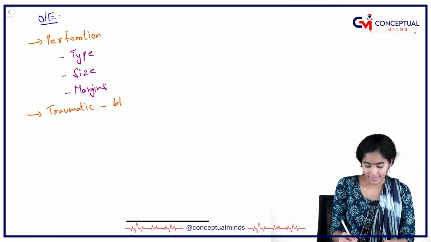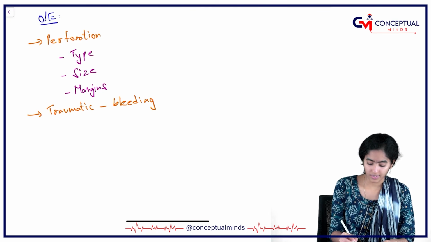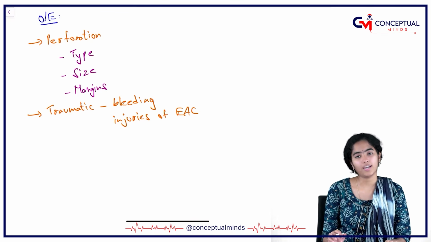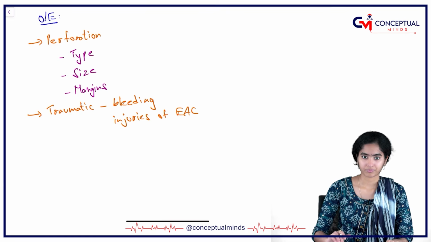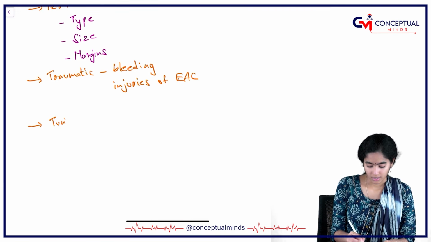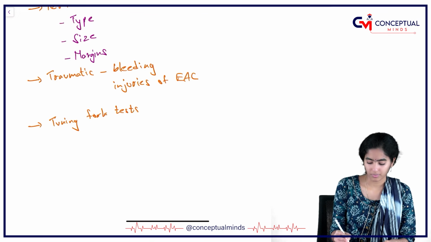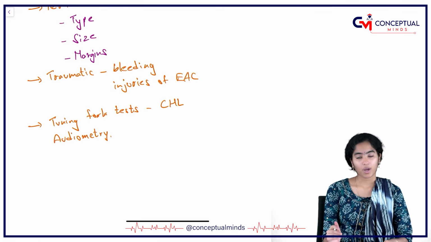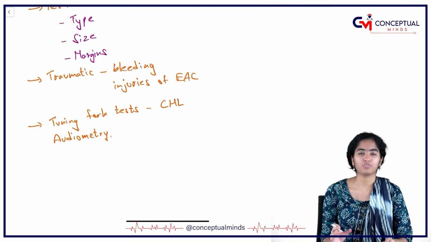you can also see bleeding and other injuries of external auditory canal and other surrounding structures. These are the two classical things that we see on examination. And when we do tuning fork tests, they show conductive type of hearing loss. Even audiometry would show conductive type of hearing loss. And the amount of hearing loss depends upon the size of perforation.